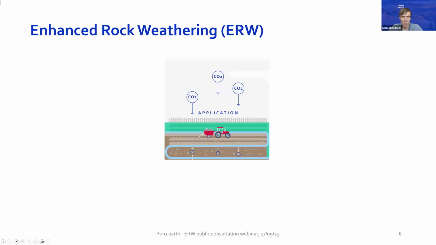For practical purposes, it's quite important for the feedstock to be capable of undergoing carbonic acid weathering, which is the goal of enhanced rock weathering. And then, of course, eligible feedstock also needs to be environmentally safe. We'll get to that later.